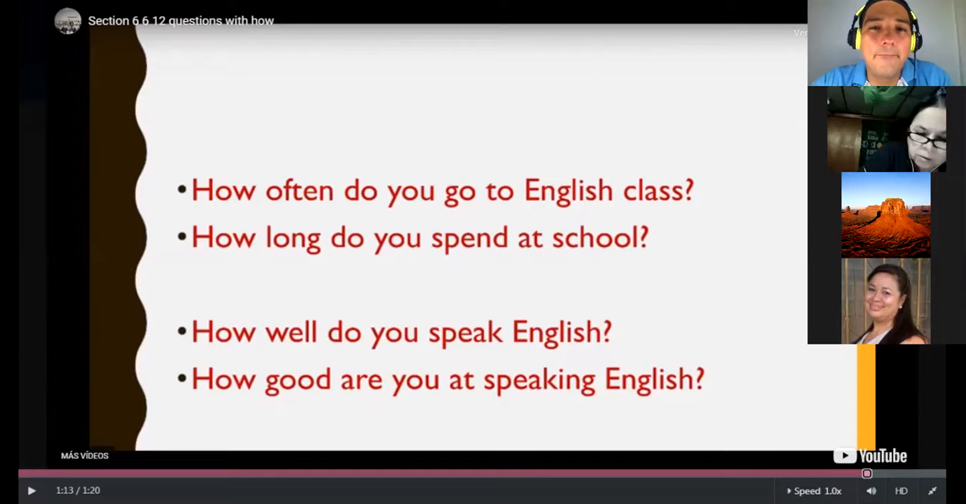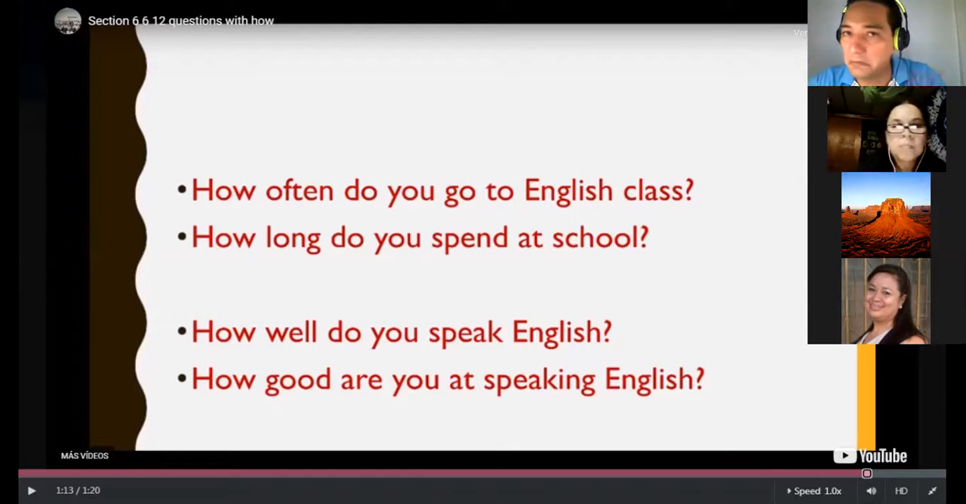For example, how good are you speaking English? At speaking English, but how good are you speaking English? Cualquiera de los. Yeah, how good are you at speaking English? How good are you speaking English? ¿Qué tan bueno eres en hablar inglés? ¿Qué tan bueno eres hablando inglés? Okay, thank you. You're welcome. Any other question?